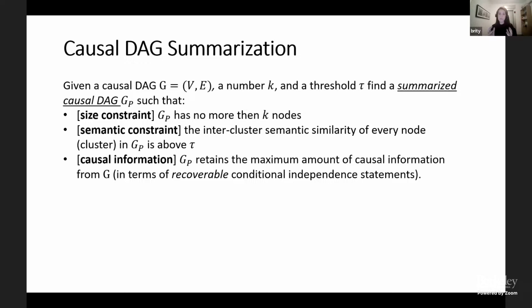We want to make sure that only semantically relevant nodes are merged together. And we want to make sure that we retain the maximum amount of causal information. And the way we do it, we want to make sure that all the conditional independence data properties that are encoded in this causal DAG are recoverable from this summarized causal DAG.